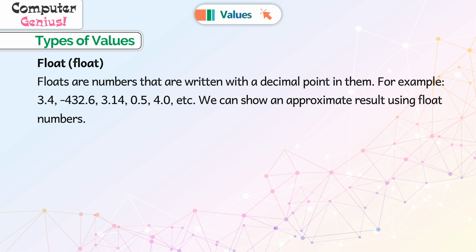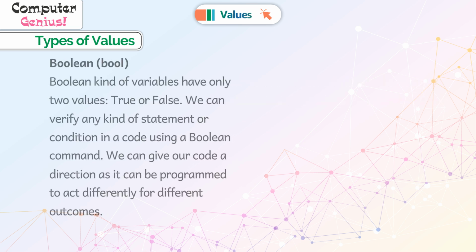Float. Floats are numbers that are written with a decimal point in them. For example, 3.4, minus 432.6, 3.14, 0.5, 4.0, etc. We can show an approximate result using float numbers.